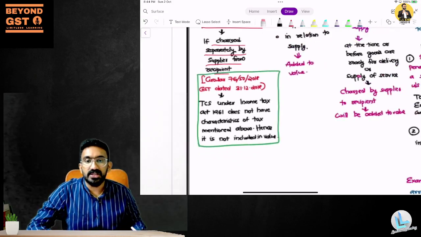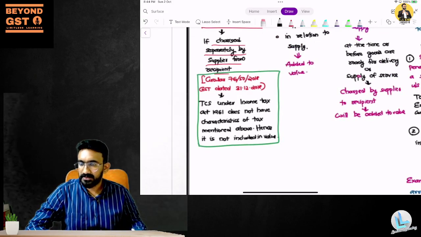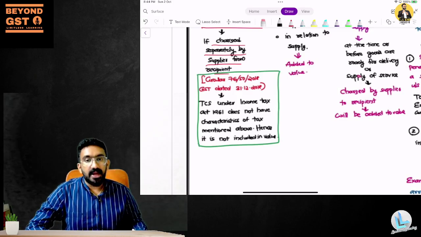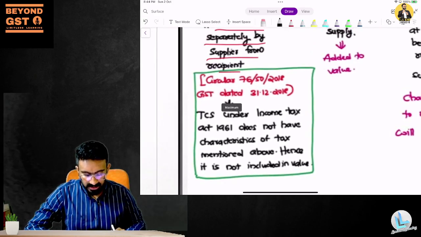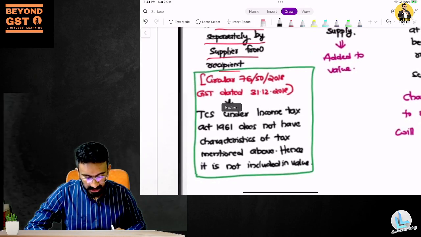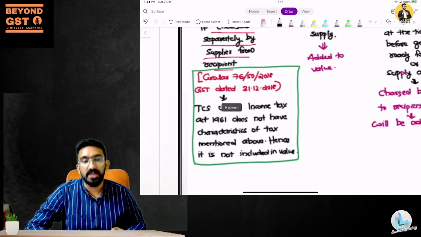Now there is another question that we have. What about TCS under Income Tax Act? Should it be added to the value? So there's a circular clarification which says TCS under Income Tax Act does not have the characteristics of tax mentioned above, hence it need not be included in value.